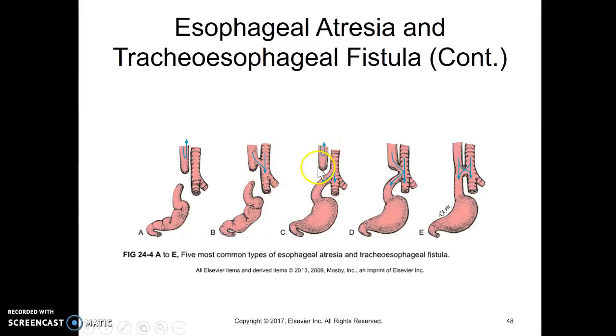This one, you still have that dead end of the esophagus, and the lower esophagus connects to the trachea, which means anything in the stomach can reflux up and go right into your lungs. This one, it doesn't have a total dead end to the esophagus, but still what you swallow is going to go into the lungs. This one just has the fistula between the two. So some of what you swallow will go into the lungs.